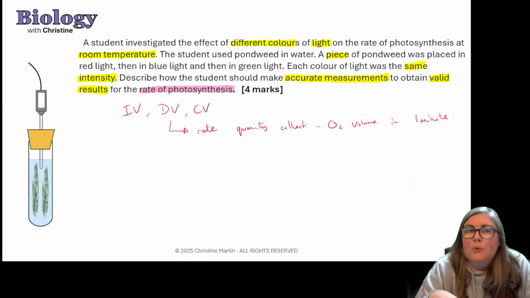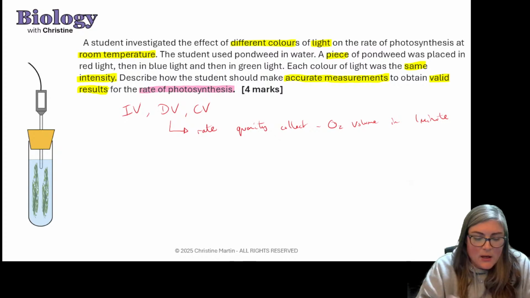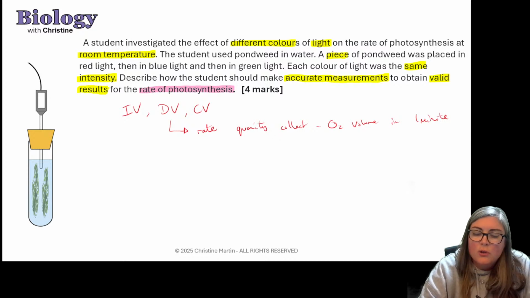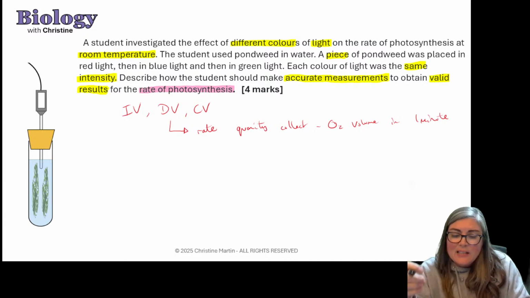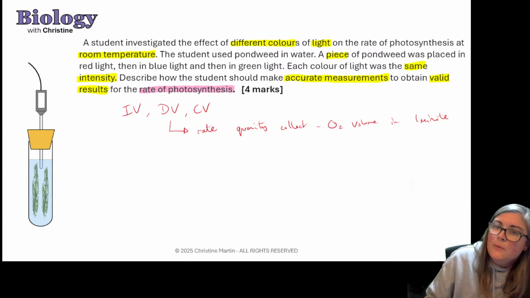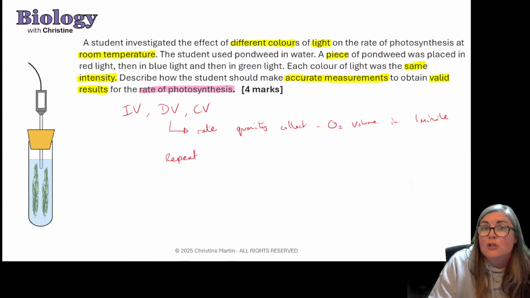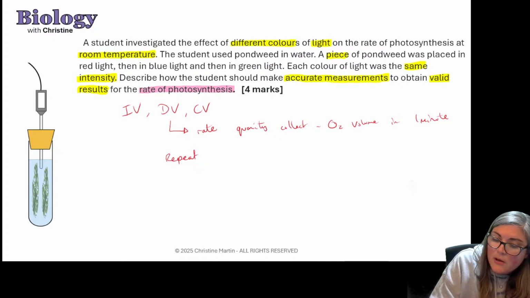The other thing you have to note as well is that it's asking about valid results, so validity. What are you doing to ensure that you are getting a valid set of results? So have you done repeats? Always with any investigation, you want to ensure that you are repeating the investigation so that you can calculate the mean and standard deviation.